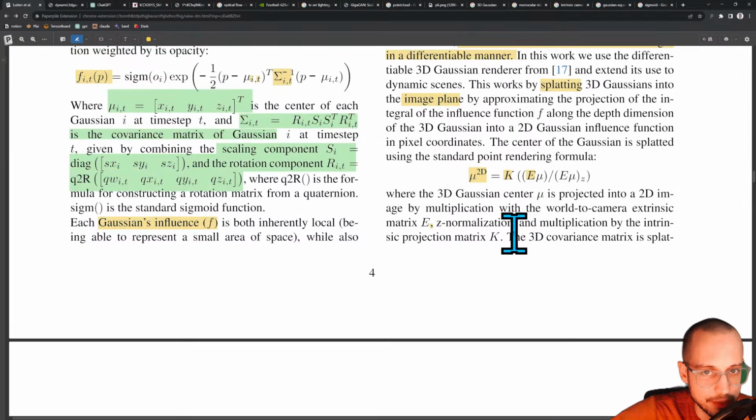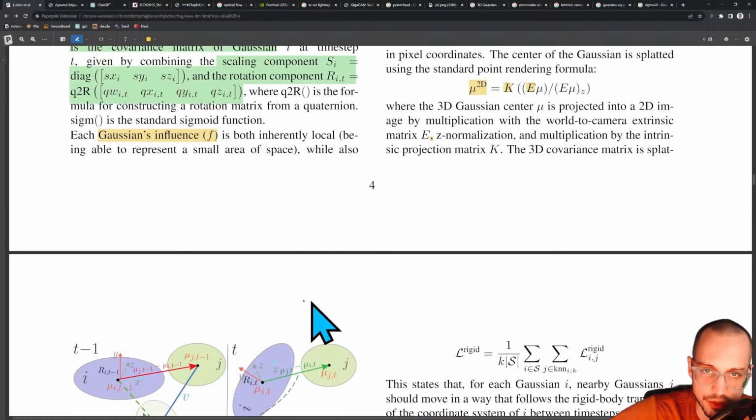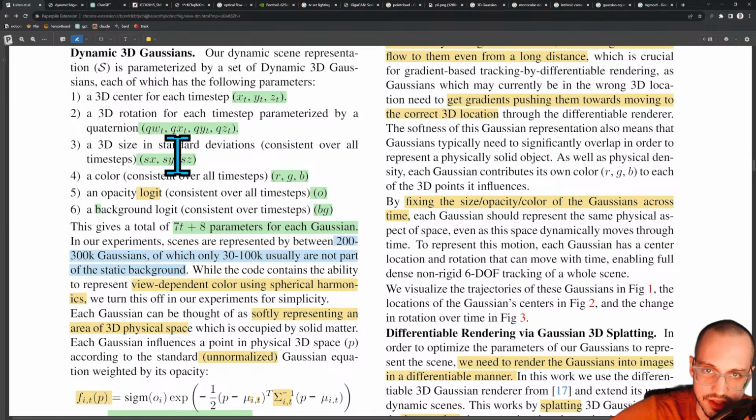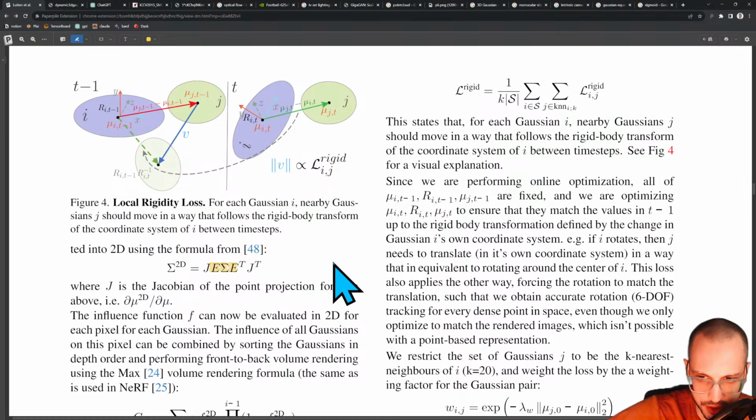Okay, so what were we talking about here? The 3D covariance matrix is projected into 2D using this. So here you have your extrinsic camera matrix again, which is going to now convert this covariance, which is effectively just the standard deviation, aka the size of that ellipsoid, and then the rotation, right? Here the covariance matrix is basically these R's multiplied with these S's. The S is the scale, which is the standard deviation, and then the rotation here is the quaternion converted to a rotation matrix. And then J is the Jacobian of the point projection formula.